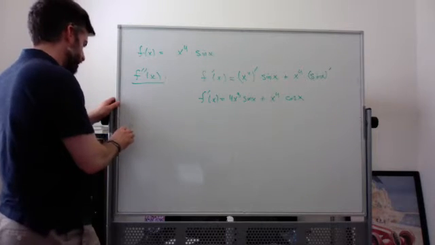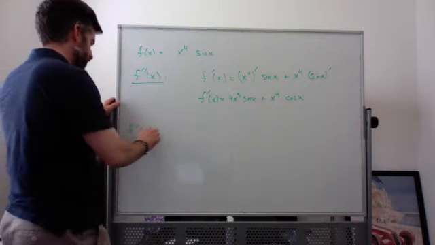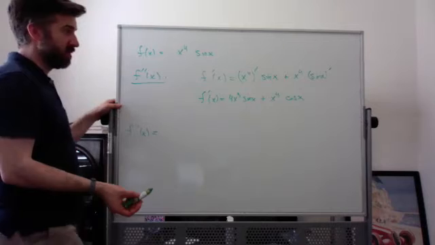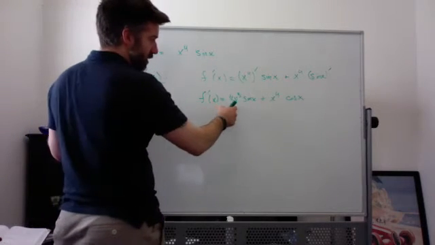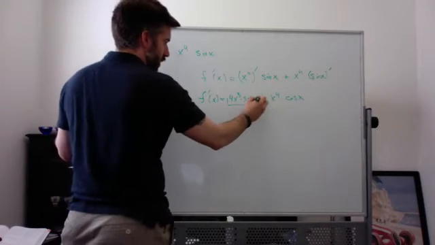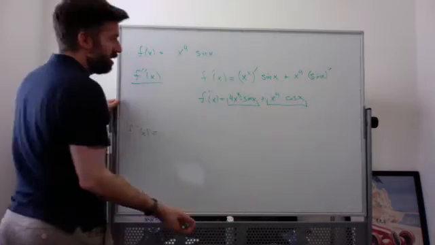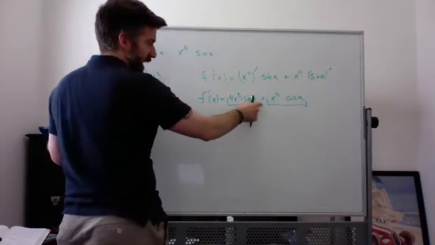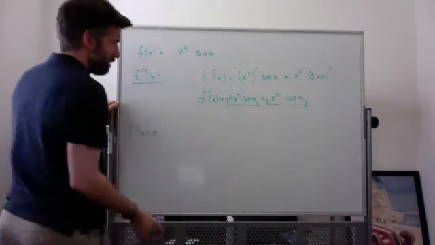Okay, so then to find the second derivative, we're just going to take the derivative of the derivative. Now here's the thing. This derivative has two products, this product and this product. So I'm going to use the product rule for this piece and use the product rule for this piece.